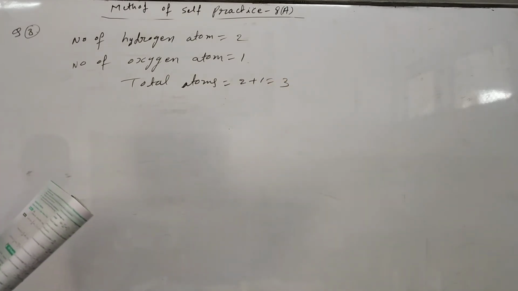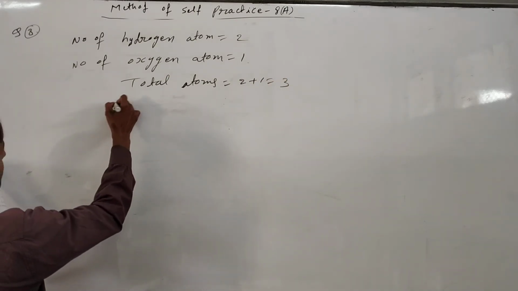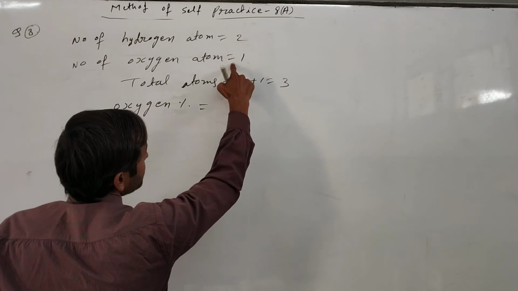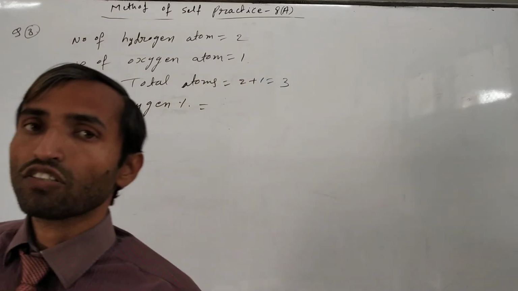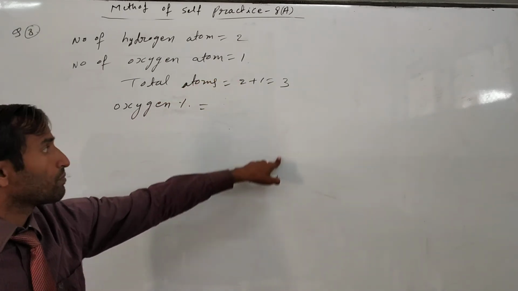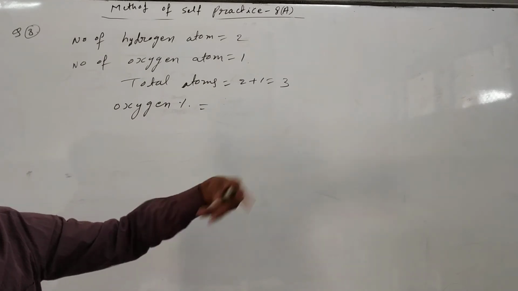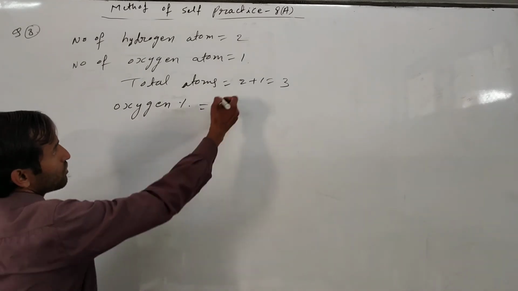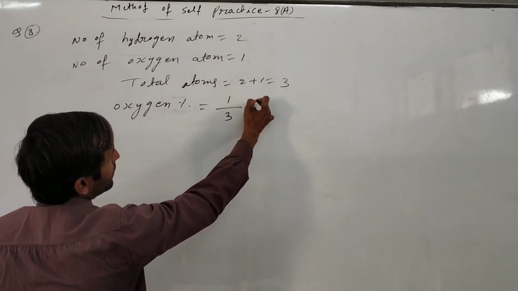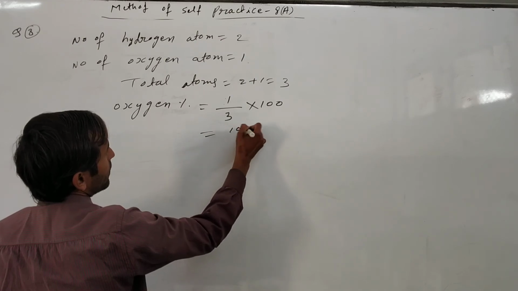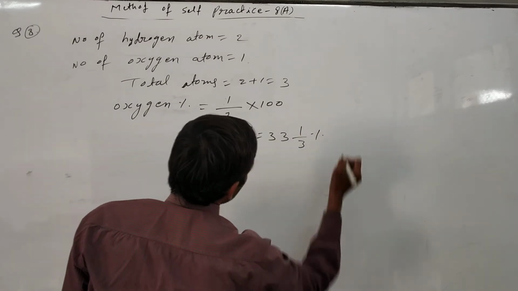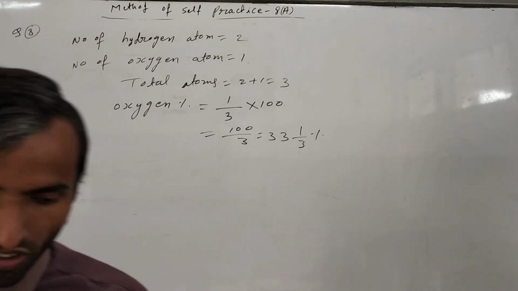Okay, now we have to find the percentage for oxygen. So oxygen percentage is equal to how much? We are finding for oxygen, so we will write oxygen on the upper part and total below, and to convert into percentage we have to multiply by 100. First of all we convert into fraction, so 1 upon 3 it will come, then multiply by 100, it will come 100 upon 3. We can convert it to a mixed fraction, so 33 1 upon 3% of the water molecule is oxygen.